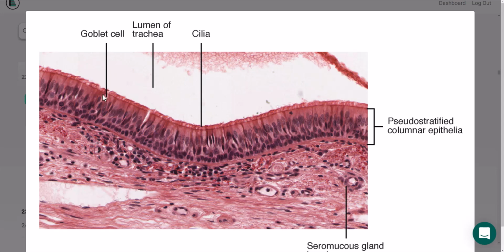Goblet cell, labeled and shown here as well. There's a goblet cell. I can see one right here, right? These kind of billowing white cells. You can kind of see them mixed in here. And those are the mucus producing cells.